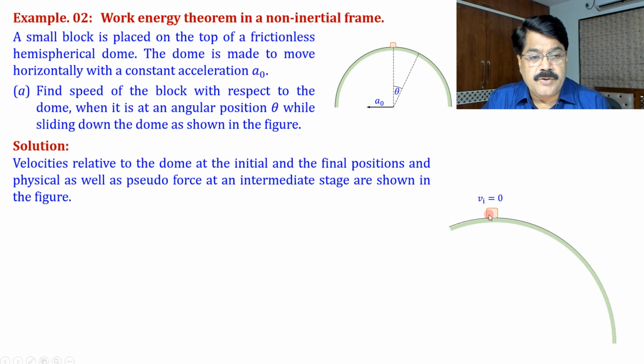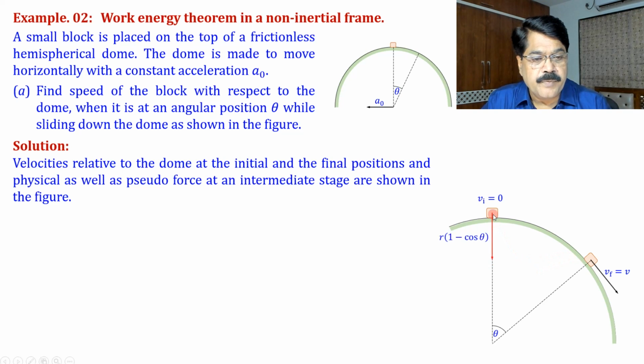Its speed is 0 with respect to the dome, and at some angular position, say theta, let us assume its velocity v final is v. Now the box has slid from here to here. Of course, its path is curvilinear, but the displacement is from this position to that position. So let us resolve the displacement into its components along this line and perpendicular to this.